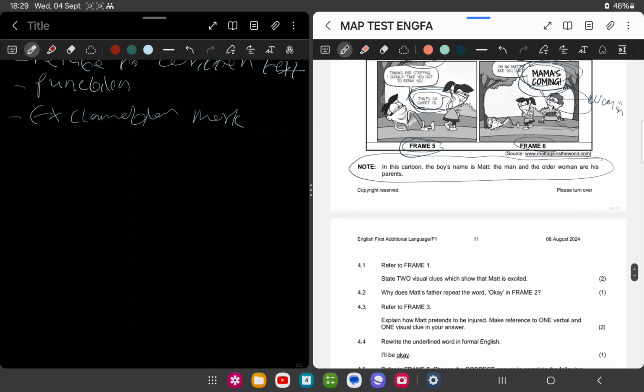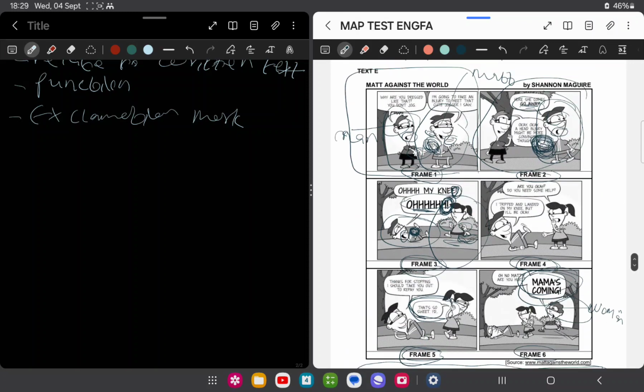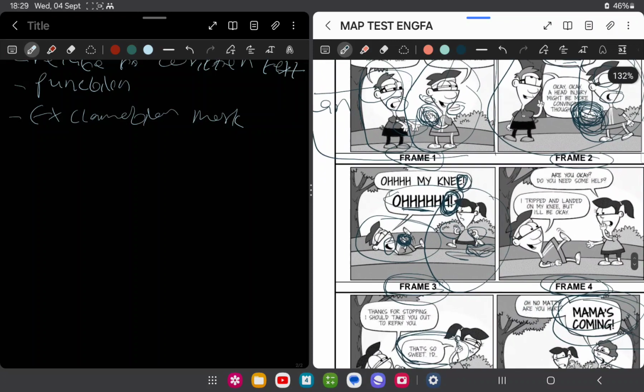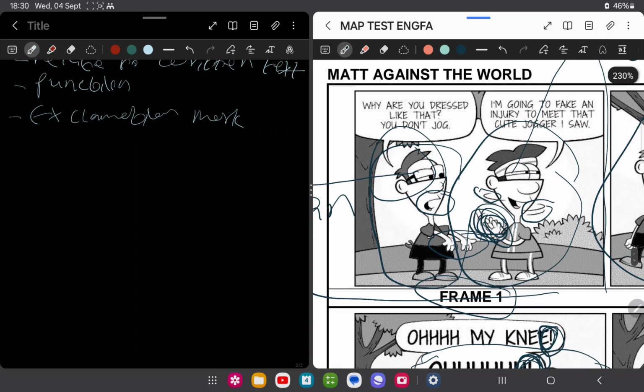Then let's go to questions. Refer to frame 1. State two visual clues which show that Matt is excited. Visual clues, we have to refer to the pictures. We have to refer to the picture in frame number 1. Yes, we have Matt here. What shows that he is excited? Firstly, he is clapping his hands. Secondly, the lines.